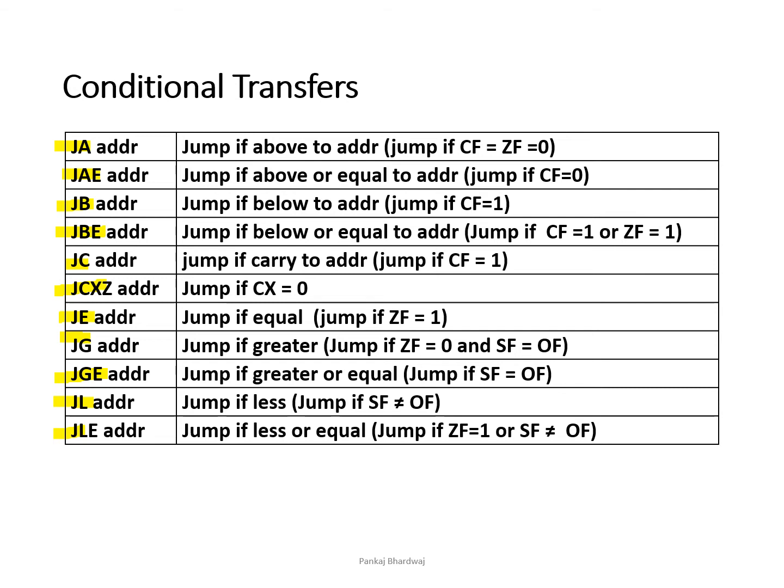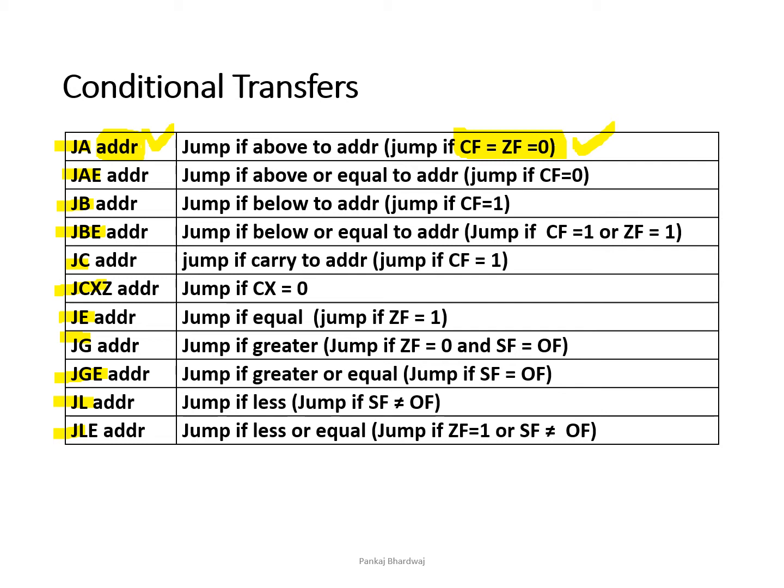So JA, that means jump if above, to an address. Which address? The address is given by the ADDR just after the JA command. So jump if above, that means the next instruction is fetched from there, but that is conditional. It checks whether the carry flag and zero flag are 0. If they both are 0, then only the next instruction is fetched from this address. Otherwise, it will execute the next line.